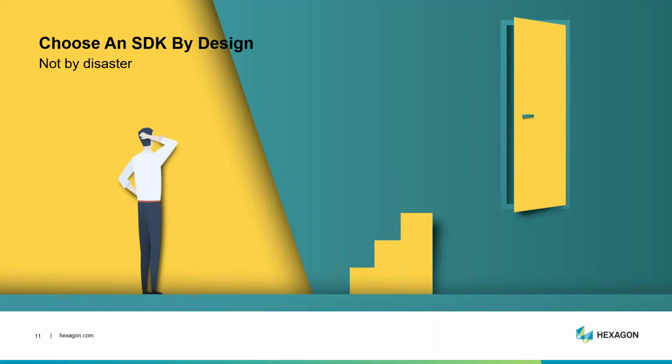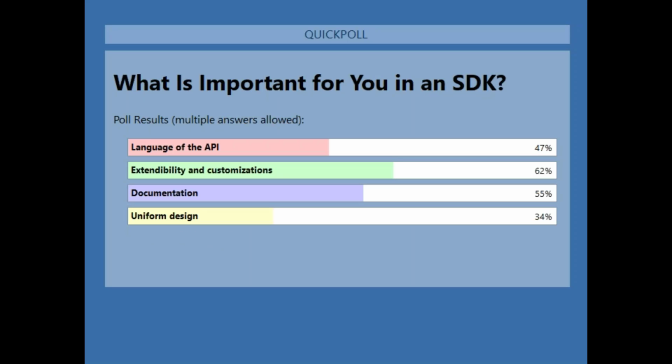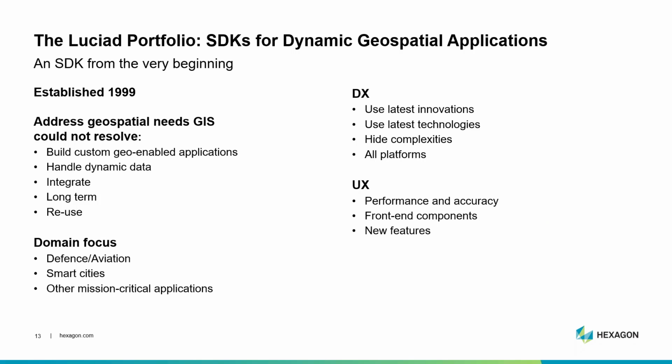So I think it's time maybe to ask the question to you guys: what do you think is important in an SDK? And we have a little poll there to test that. Coming in first place, extendability and customizations. Second place, documentation. And then in third place, the language of the API. Excellent. Those are good insights. We appreciate you sharing your thoughts. And back over to you, Sebastian.